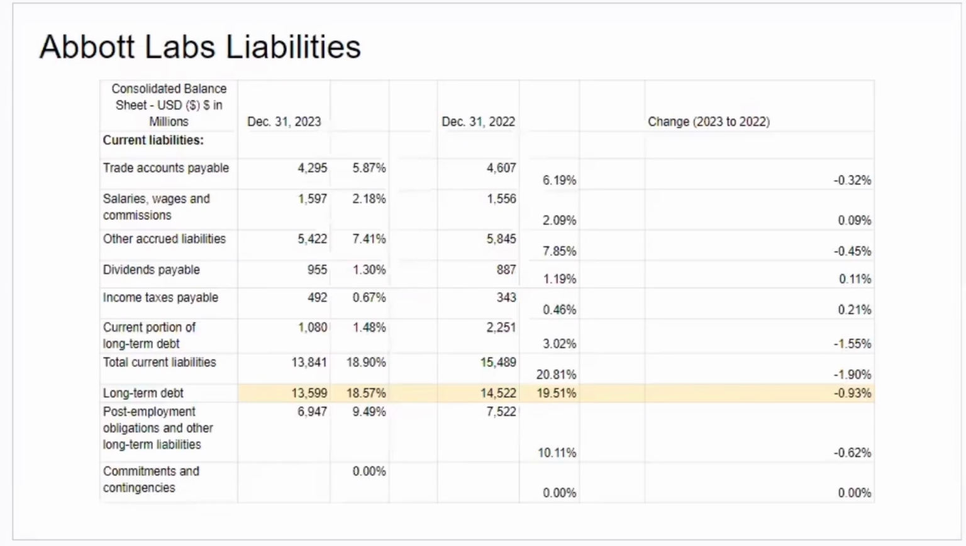Then moving over to Abbott Laboratories, we can see, as far as comparing changes in the liability and equity structure from last year, on the liability side, Abbott's most significant liability is also long-term debt. Going from 19.51 in 2022 to 18.57, which is almost a 1% decrease. So that is a good thing for Abbott to be proud of.